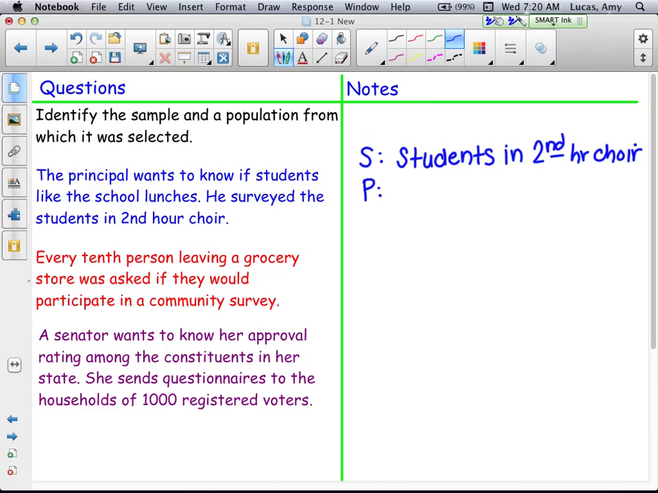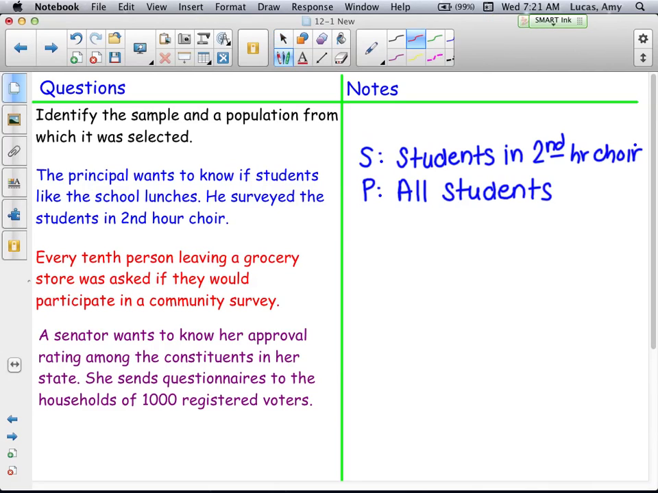Now, it wasn't only those students whose opinion he was looking for. He actually was looking for the opinion from everyone in the school, all of the students in the school. So the population would be all students. He just didn't feel like it would be timely to ask all of the students to participate, so he selected one group.